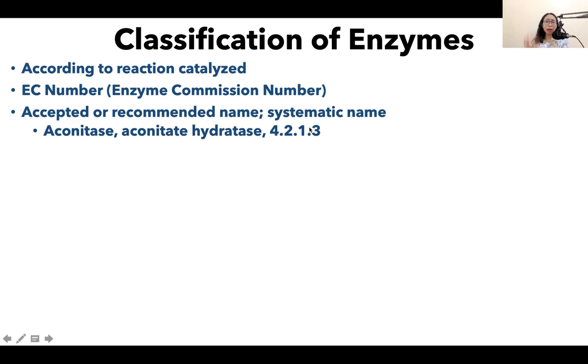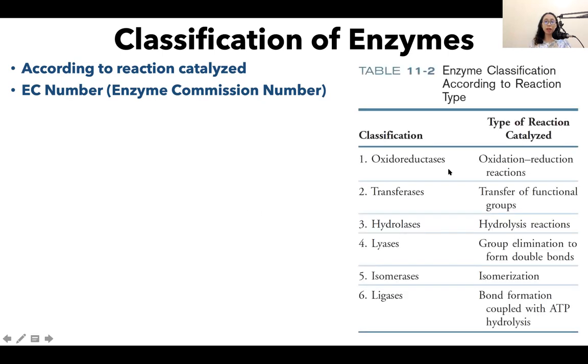Now, if we want to be very, very specific and we don't want to create any confusion when we want to refer to this enzyme, you can use the EC classification number. EC stands for Enzyme Commission, and this is a four-number tag for an enzyme. The first number here is based on the type of reaction catalyzed by the enzyme according to this table.